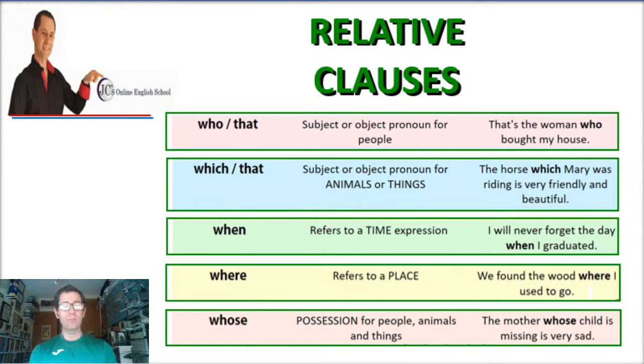And the last one for today is whose, W-H-O-S-E. The pronunciation is whose. This one refers to possession for people, animals, and things. It doesn't matter. So, for example, the mother whose child is missing is very sad, obviously. No wonder, of course the mother is sad.